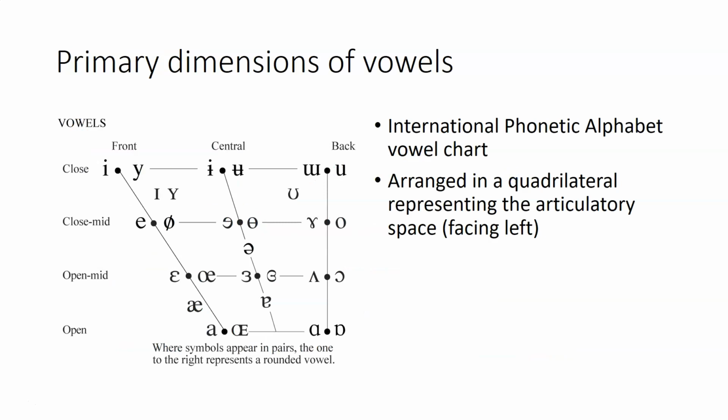The International Phonetic Alphabet vowel chart arranges the different vowel qualities in a quadrilateral that represents the articulatory space, roughly a person facing to the left, so the front vowels on the left side of this quadrilateral, the back vowels on the right side, the central vowels in the middle, and the different heights for vowels representing how raised the jaw and tongue are, represented from the top where it's marked as close to the bottom where it's marked as open.